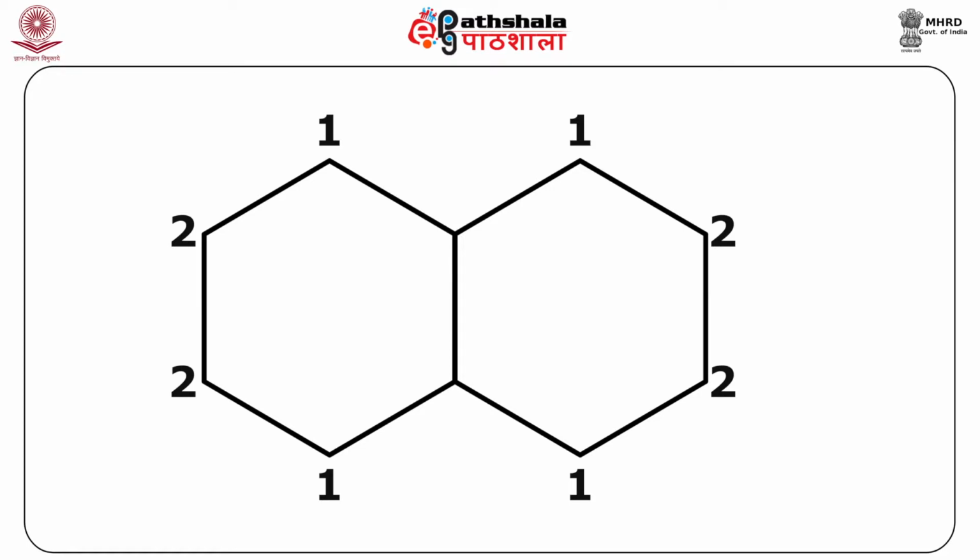For monosubstitution in decalins, there are two non-equivalent positions as shown in the figure. These are 1 or 2. So, there can be only two structural isomers for decalol, namely 1-decalol or 2-decalol. Similarly, there can be only two structural isomers for decalones, that is 1-decalone and 2-decalone.